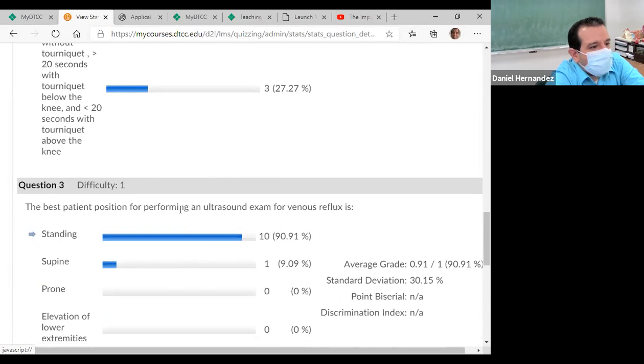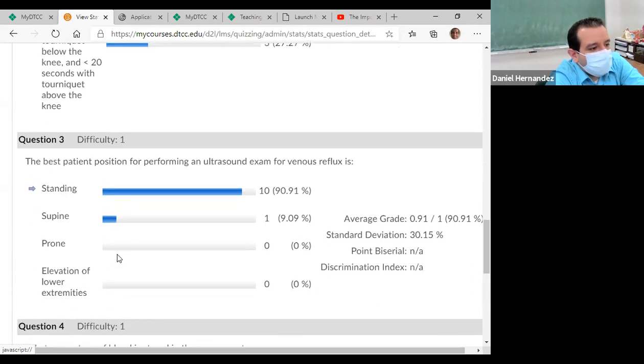So the best position for performing an ultrasound for venous reflux is standing. So if we're able to get them standing, that's the best position. It puts the most pressure on the valves and mimics real life scenarios when patients are up and walking. So if they're not able to do standing, we'll put them supine and lower the legs. We definitely don't do prone, and we definitely don't elevate the lower extremities.